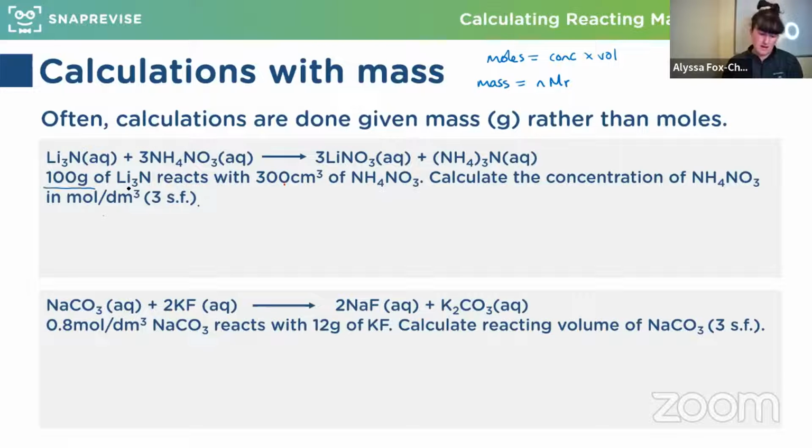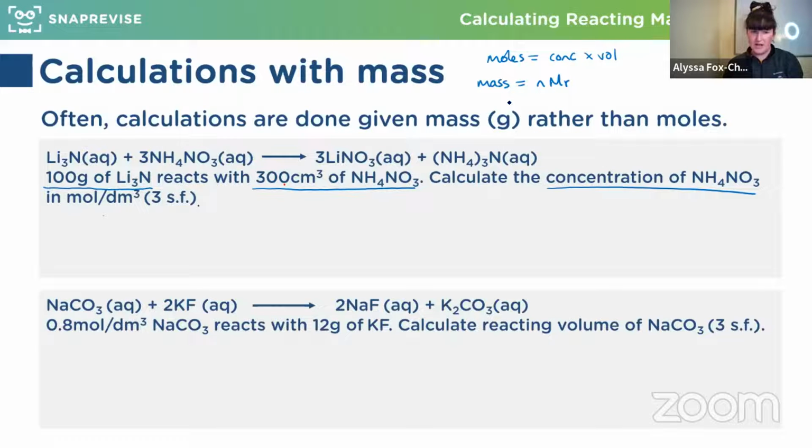100 grams of lithium nitrate reacts with 300 centimeters cubed of ammonium nitrate. Calculate the concentration of ammonium nitrate in moles per decimeter cubed to 3 significant figures. Let's have a look.